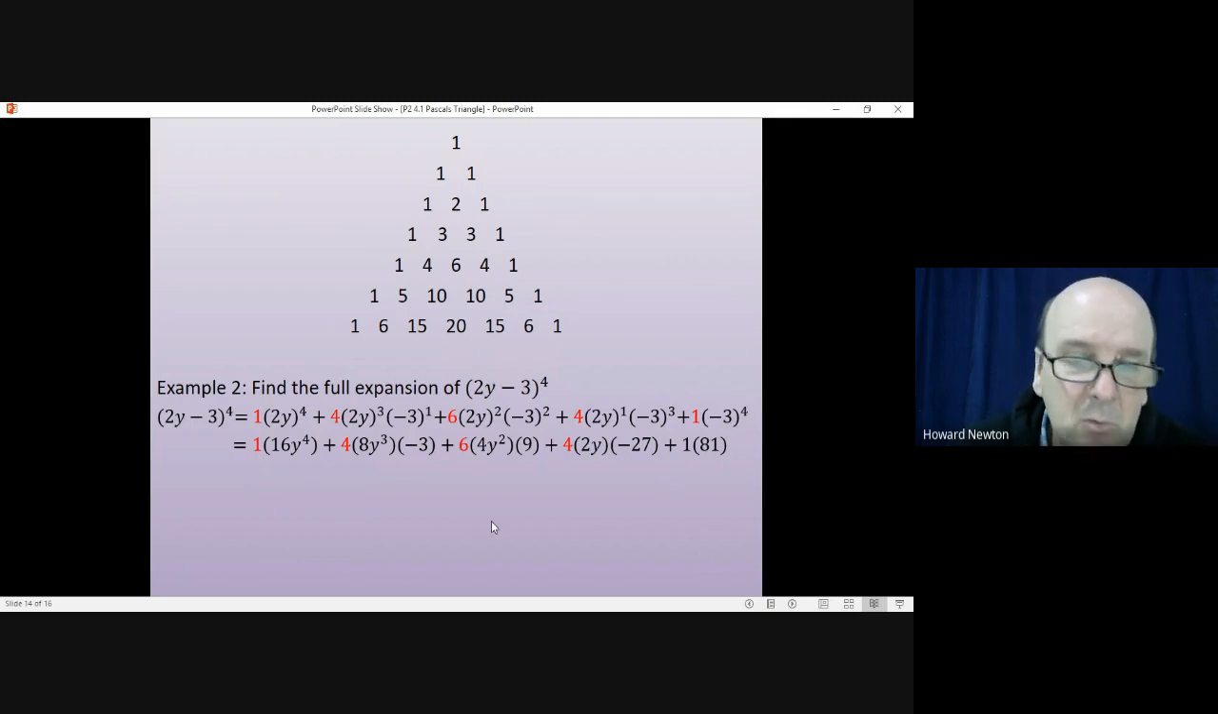Hope you can see where all of those numbers come from. To tidy this up, we're then just going to have to multiply them all together. So here 1 times 16, here 4 times 8 times minus 3, and so on for the other terms. And that'll give us 16y to the 4 minus 96y cubed plus 216y squared minus 216y plus 81.